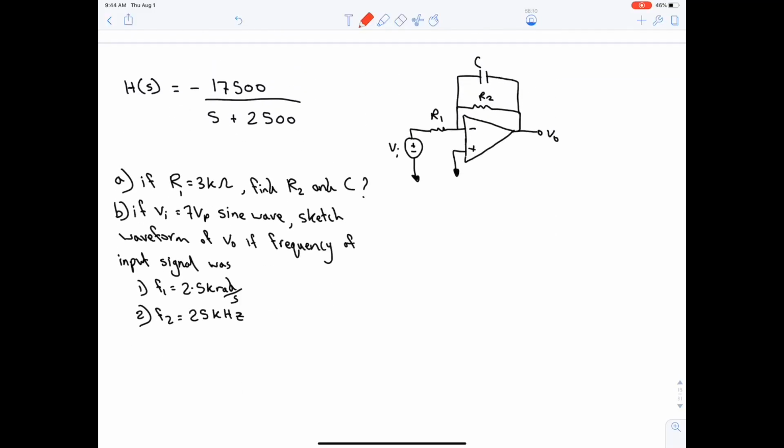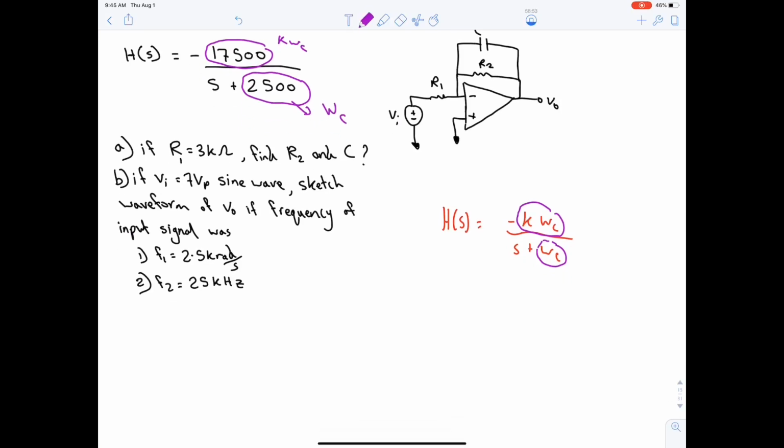We have an active low pass filter. The question is find R2 and C, given that R1 is 3 kilo ohm. So the first thing to do is to write the general equation, minus K omega C over S plus omega C. Here we have K and omega C, and this number is K omega C, and this number is only omega C, right? Because it's independent, it's by itself.